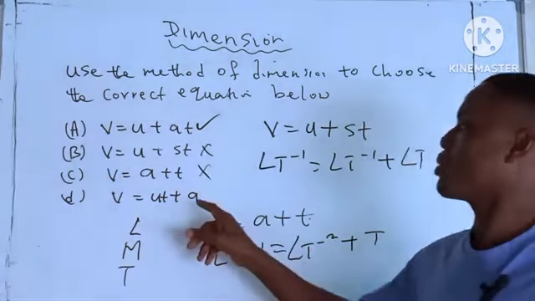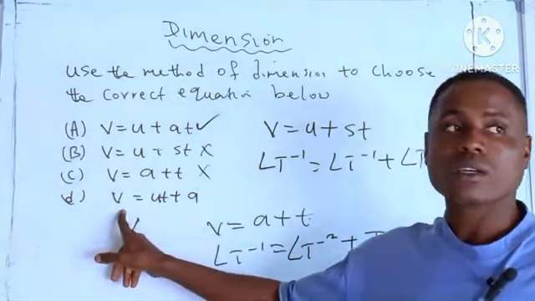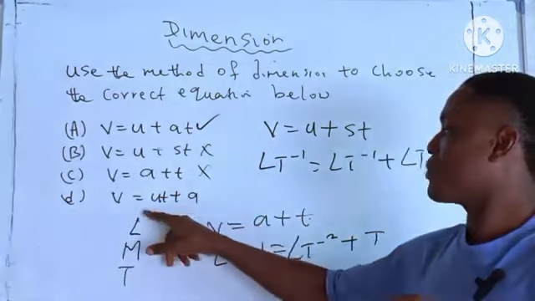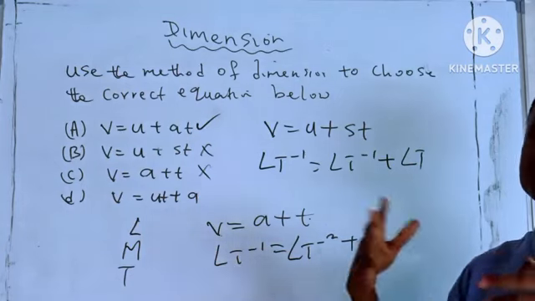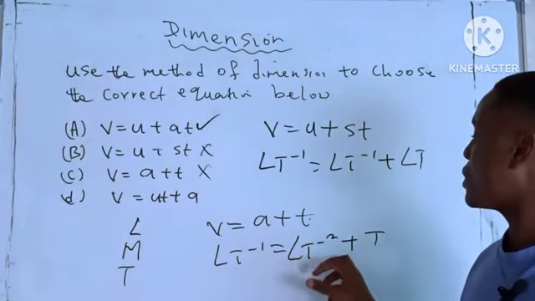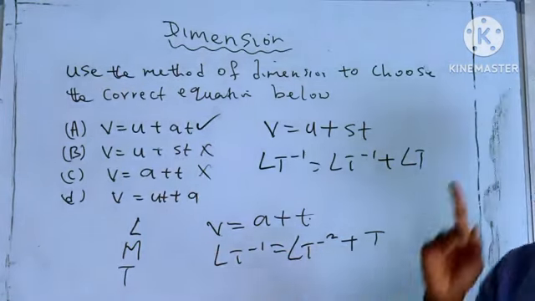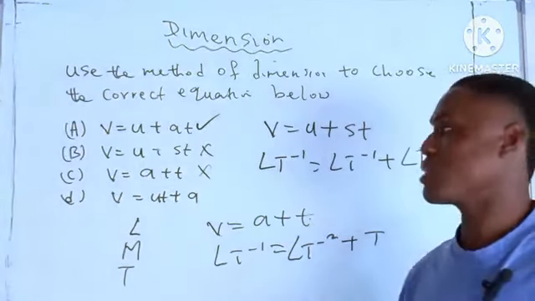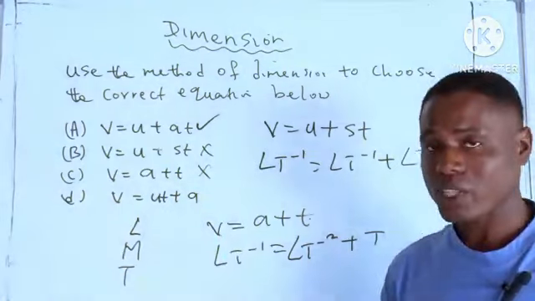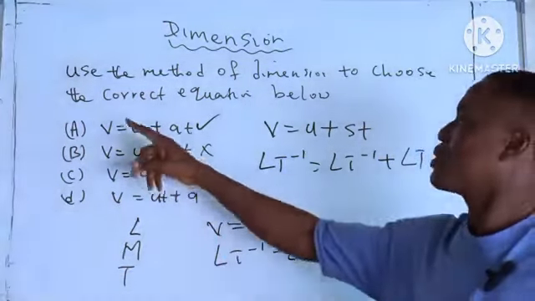So you can try this one out. You can try this one. After solving, you will notice that all the dimensions will be different. So even if two of them contain the same dimension, if one of them contains a different dimension, that equation is wrong. Are you getting it? So the correct answer is option A.